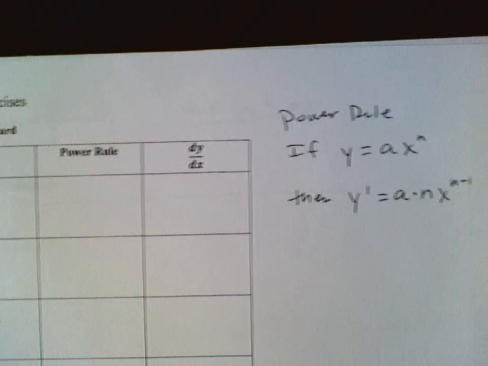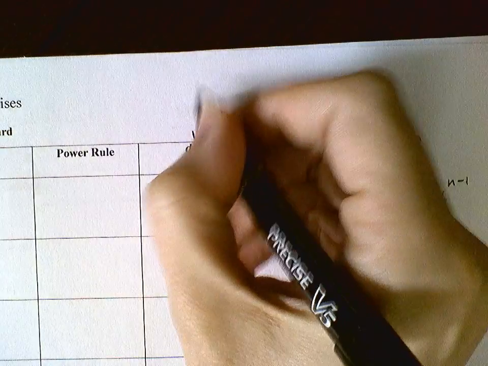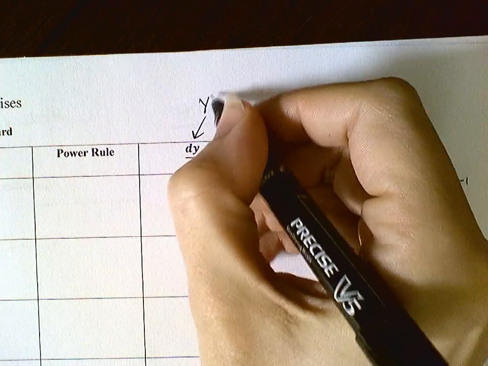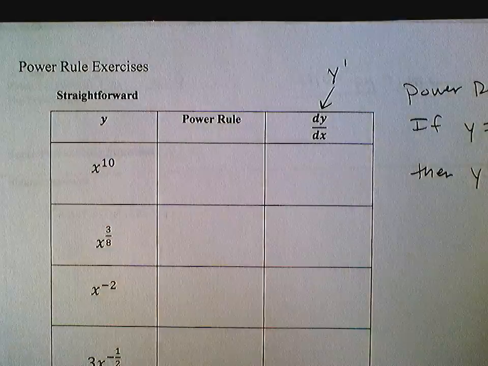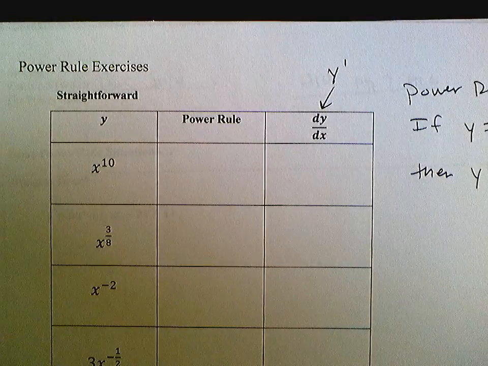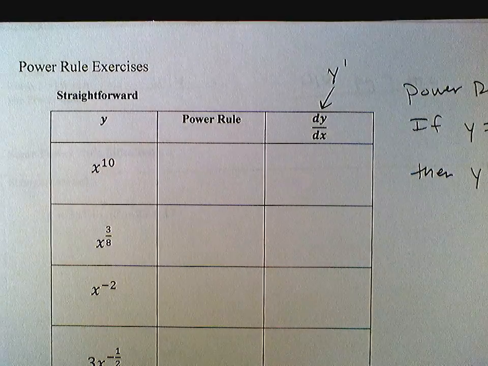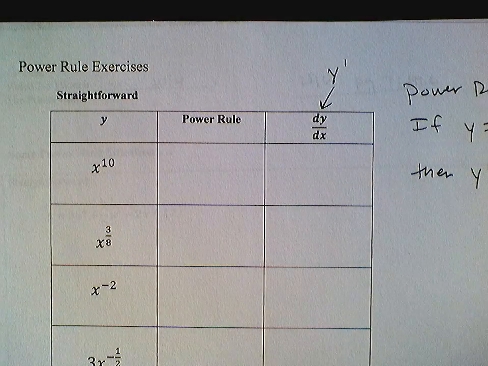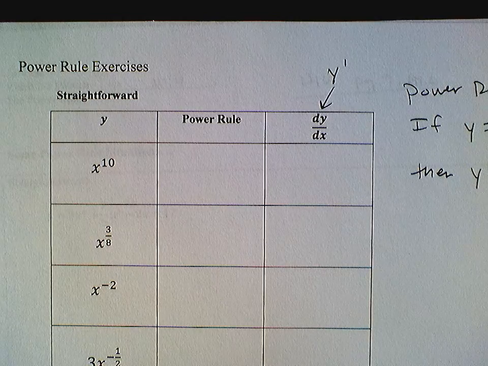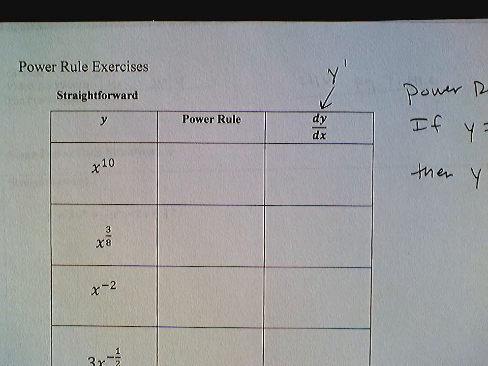Oh, and dy dx, if you remember, that is Leibniz notation. That's the same thing as y prime, which means the derivative, or the instantaneous rate of change, or the slope of the tangent line. All those 3 things mean the same thing. So yes. Alrighty, so our first example, we have x to the 10th.